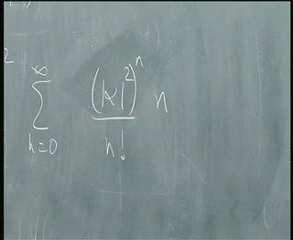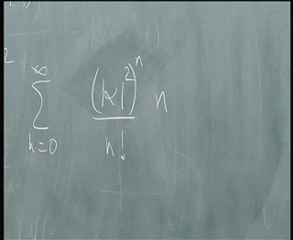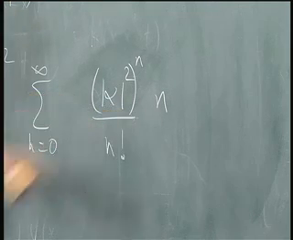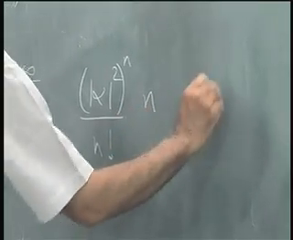This sum is easy to do, you start from n equal to 1 onwards, n equal to 0 is 0 by definition because of this guy here, and this series is equal to mod alpha squared.